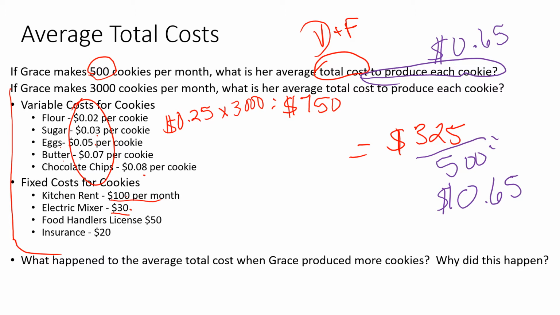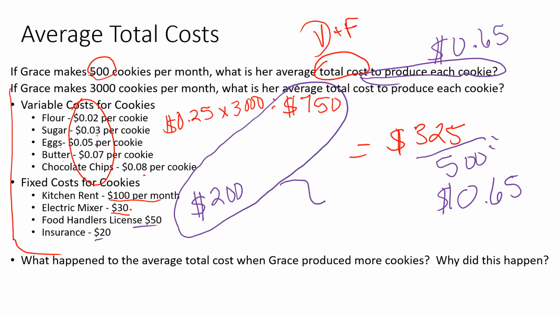Her fixed costs are going to remain the same. She is using the same kitchen, the same electric mixer. She still just needs one license and she just needs one insurance coverage. So her fixed costs are going to stay the same at $200. So her total costs are $750 plus $200, which equals $950. And that's the total cost for 3,000 cookies.